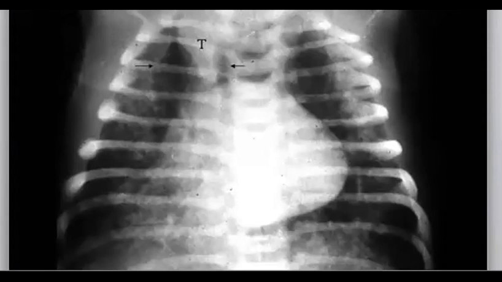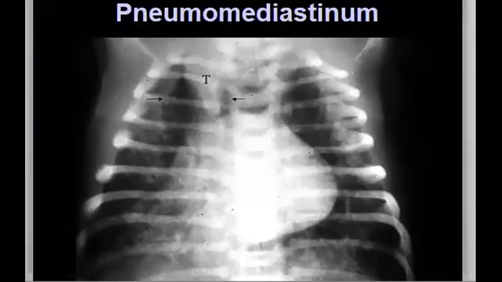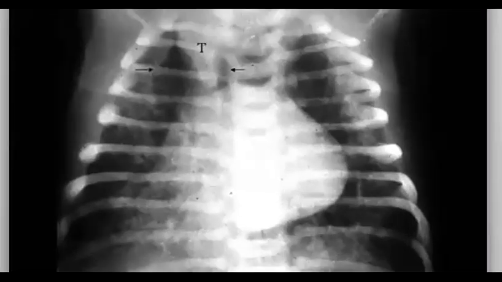So what happened here with this as a complication? If we consider it meconium aspiration, what happened? Pneumomediastinum. Perfect, Ala, perfect. Marwa, I think Marwa. So it would be pneumomediastinum. Yes. Okay, so nice.